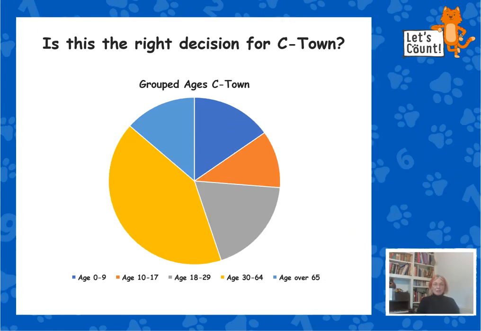Here is some information about another place that we're going to call C Town. C Town has a slightly different age profile than A Town. So would that change your decision about what is perhaps needed in C Town to keep the population happy and healthy? Discuss what you think the right decision would be for C Town based on the information that you have about the ages of the people who live there. Again, you might want to pause the recording here while you talk.